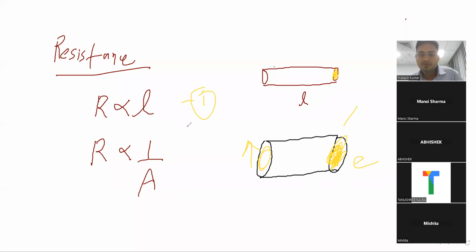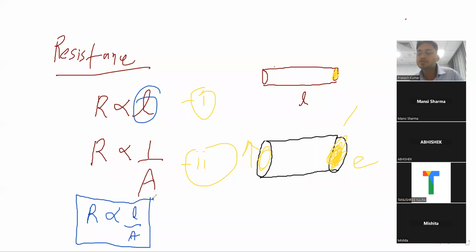This one is 1, this one is 2. You will write in the exam, combining 1 and 2, what we will get? We will get resistance is directly proportional to L in the numerator and A in the denominator. So R is directly proportional to L by A. If I remove the proportionality sign, what will come? Equal to, and a constant will come: rho into L by A.